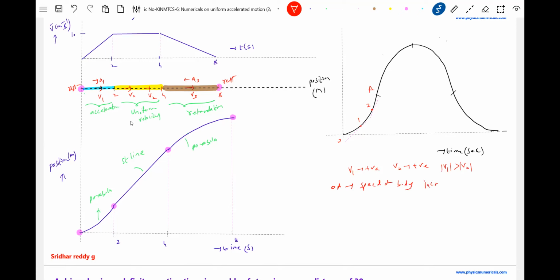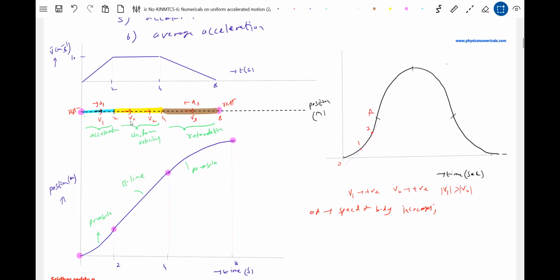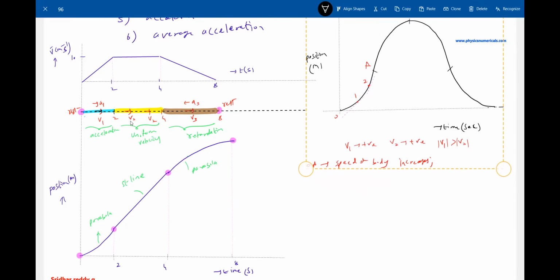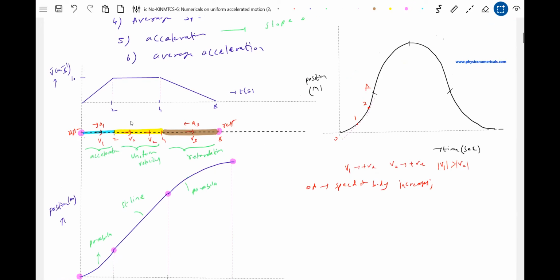Speed of body increases. So what can we select? Accelerated motion. For O to A, what is the comment we can put? It is accelerated, describing accelerated motion. I think I need a lot of space, so I'll push it a little bit up. Yeah, this will be sufficient. Speed of body increases. So from O to A, the speed of the body increases.